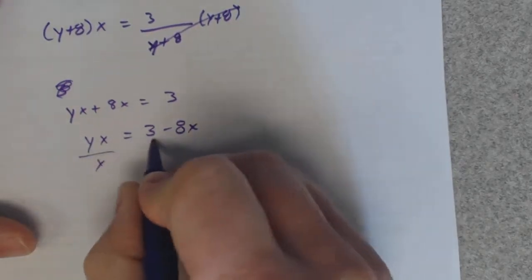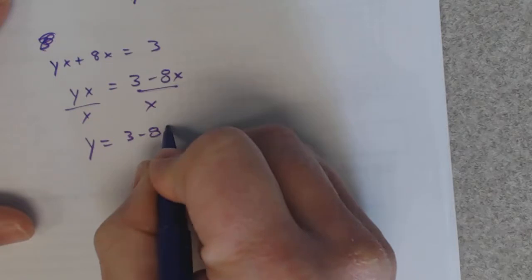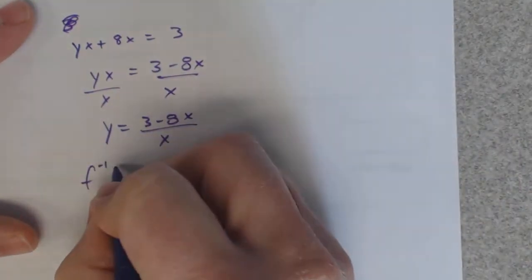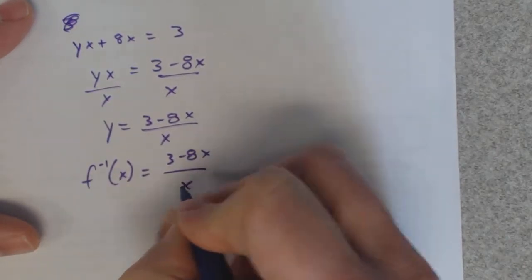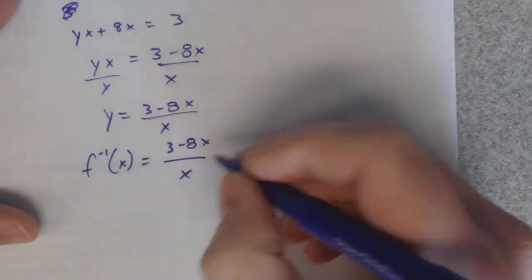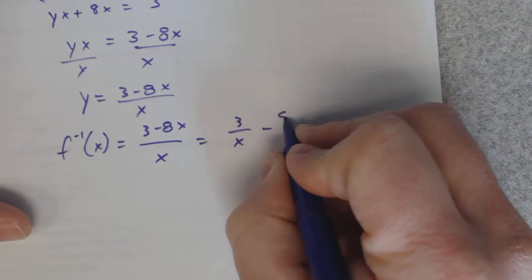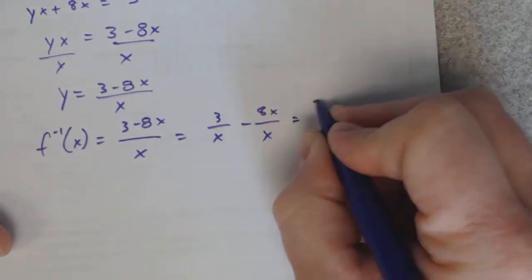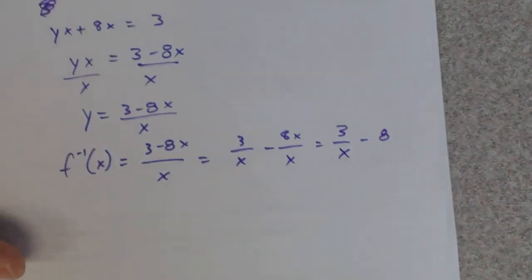And I'll divide by x. So y is equal to 3 minus 8x over x. And then you change that to the inverse notation. And if you want to divide both of those by x, you can, and say 3 over x minus 8x over x. And then the x's here would cancel. There would be your inverse.